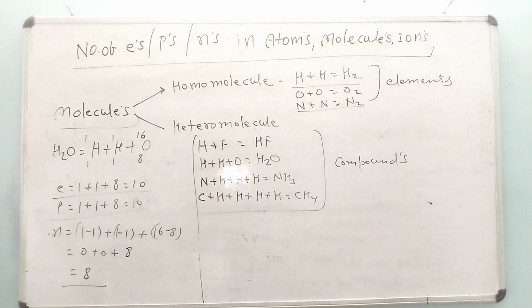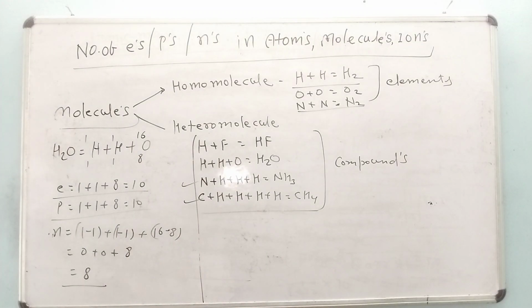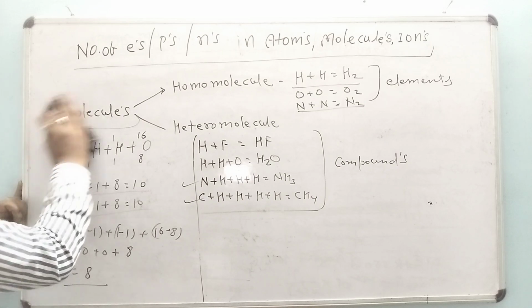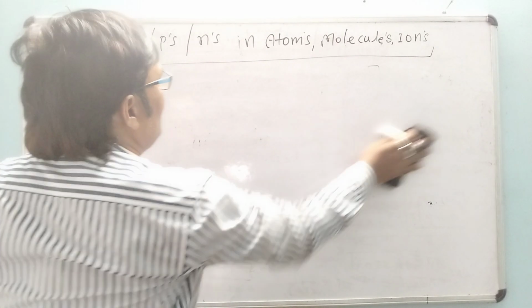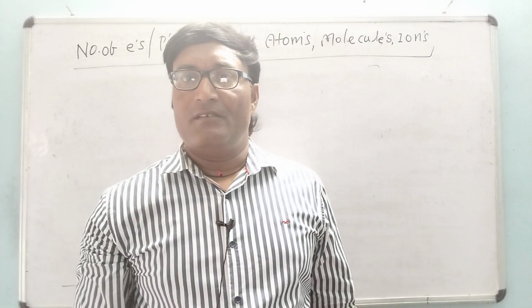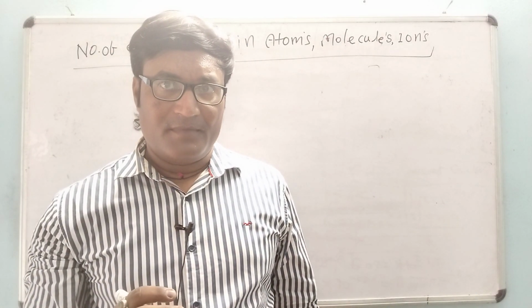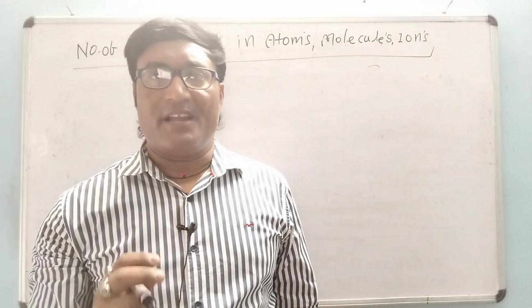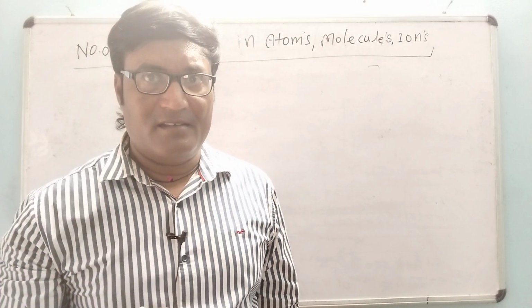With the help of this explanation, we can easily calculate the total number of electrons, protons and neutrons in ammonia, CH4 methane and so many other molecules. After that we will discuss ions, the number of electrons, protons, neutrons in ions. Now in case of ions, there are two types: first is cation, another is anion. Whenever a positive charge is present in an atom, it is called a cation. Whenever a negative charge is present in an atom, it is called an anion.